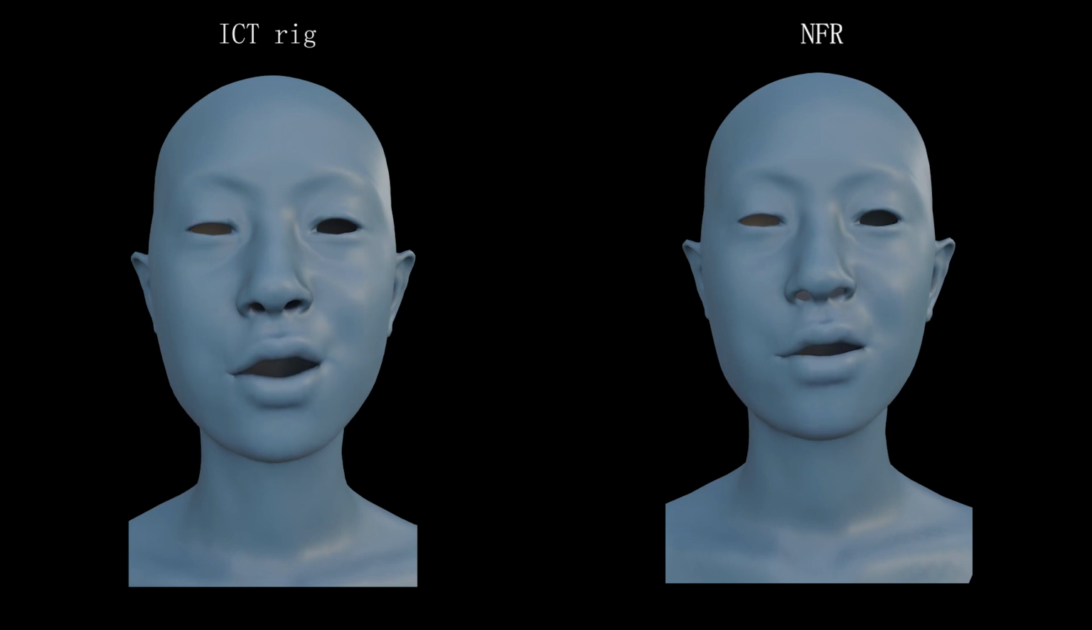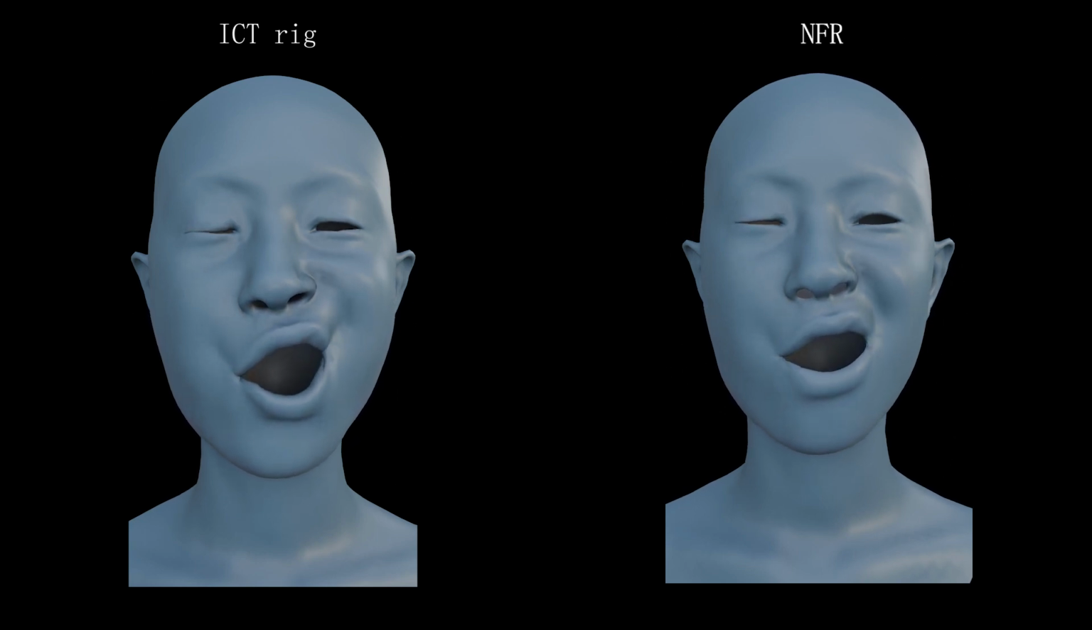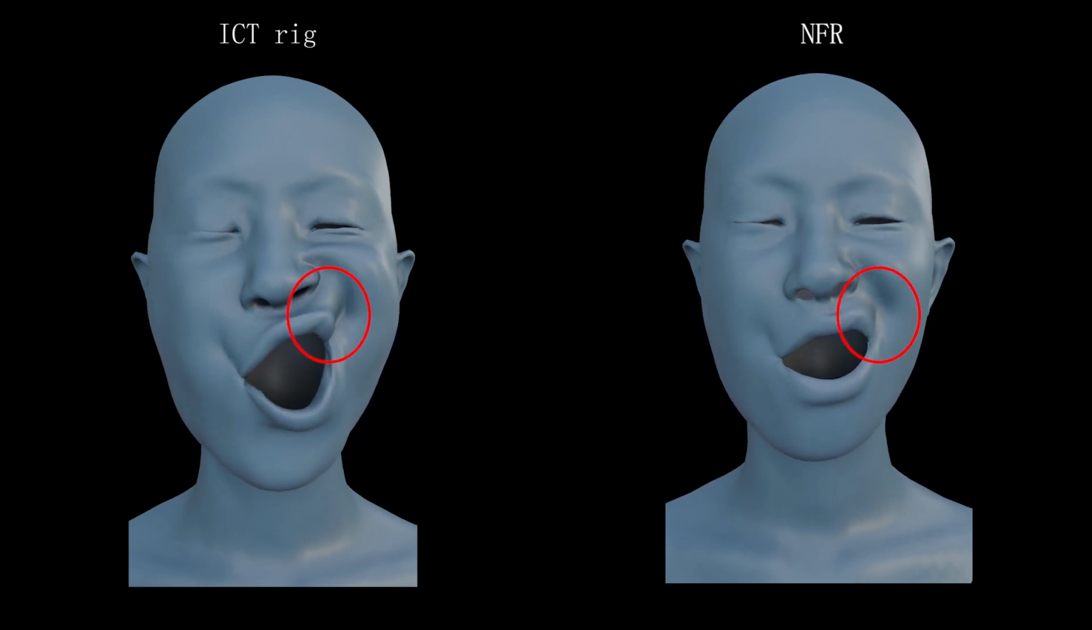Finally, we compare the linear ICT rig and NFR by simultaneously activating multiple action units around the mouth. The ICT rig produces unreal expressions in the red circles, while the non-linearity in NFR helps ensure reasonable deformations.